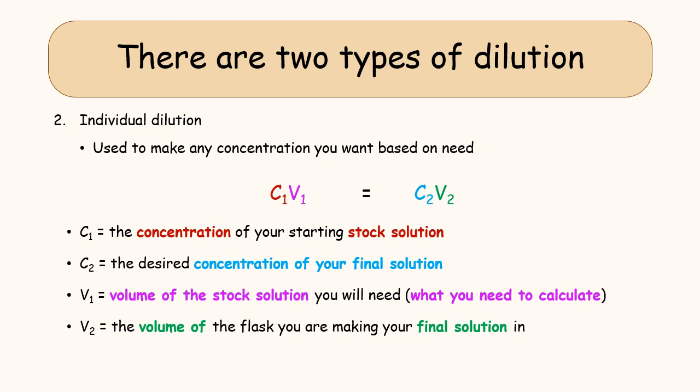So you need to know your starting concentration of your stock solution, what concentration you want your diluted sample to be, and the final volume or the container size that you are making up your final solution in. Then you can use this formula to work out how much of the first solution you need to add to the flask and then top it up with water.